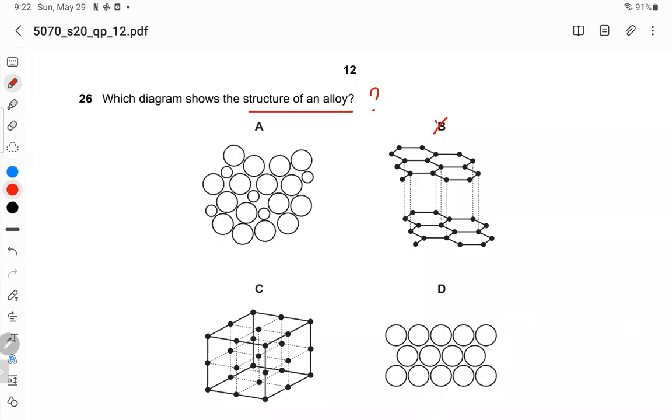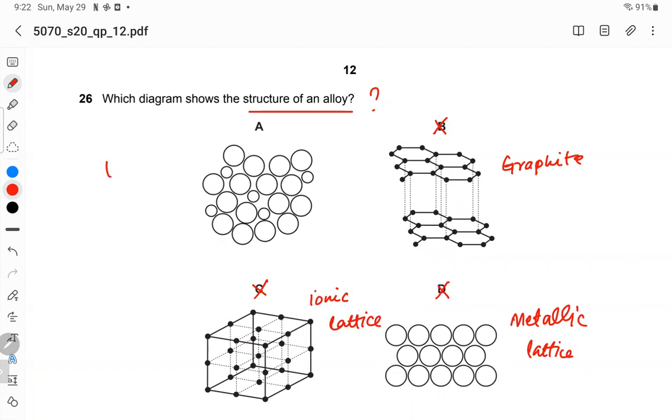A, because B is graphite, if you recall. C can be an ionic lattice, and it can be a metallic lattice. So here we can easily see two different sizes of atoms. So it can be an alloy, and that's why A is the correct answer.